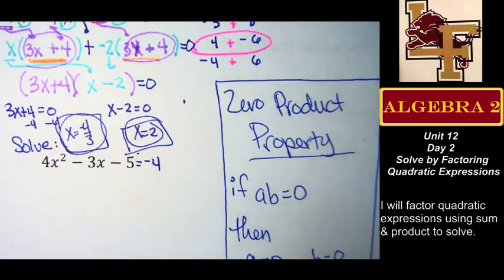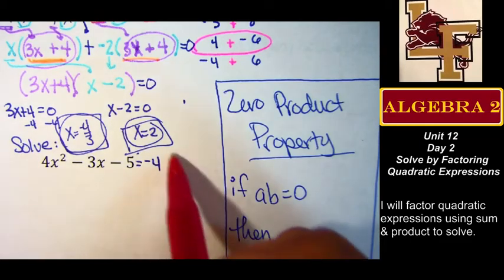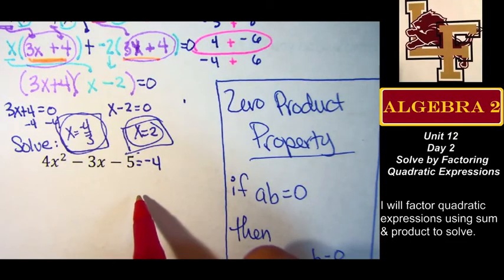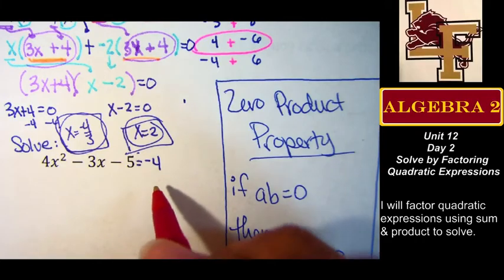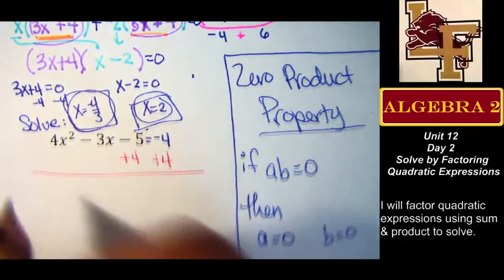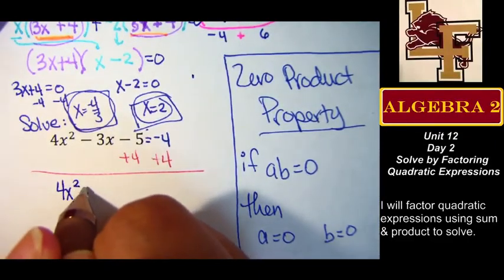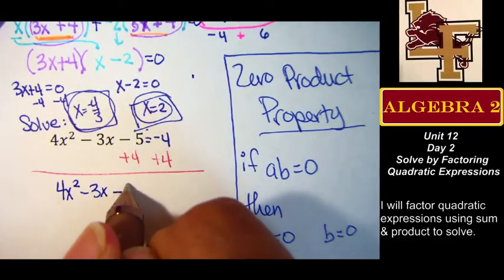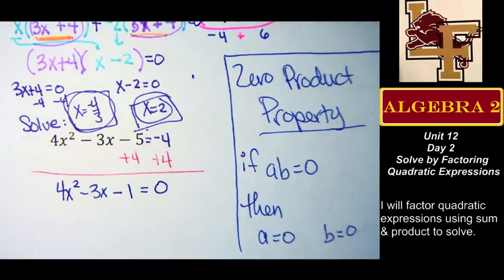Make it equal 0. The zero product property, because you have the word 0 in the name, your equation has to equal 0 in order for it to work. How do I get this side to be 0? Add 4. And so this becomes 4x squared minus 3x minus 1 equals 0. And now I can factor the thing using the technique from above.